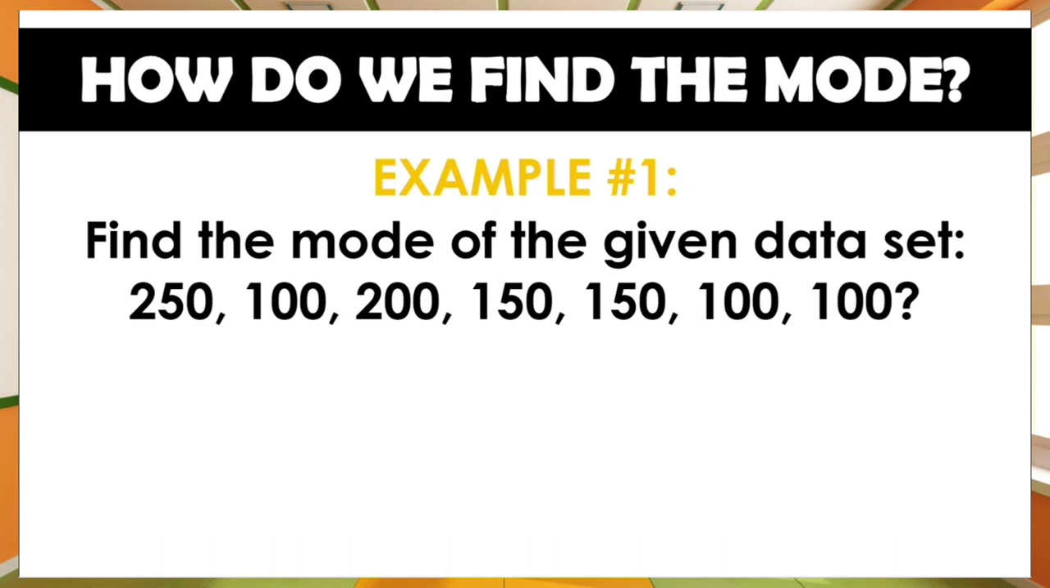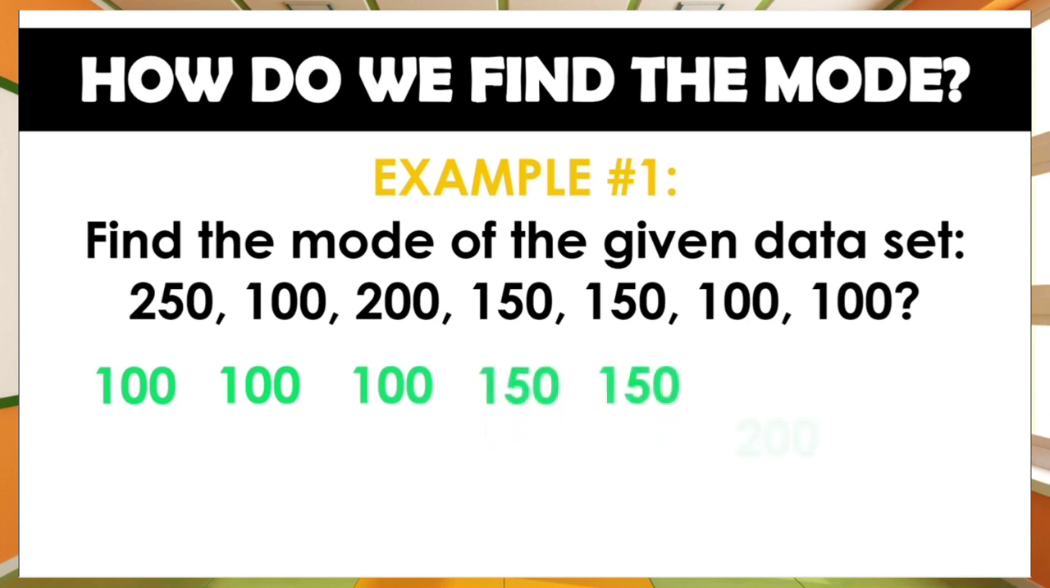Find the mode of the given dataset: 250, 100, 200, 150, 150, 100, and 100. So first, arrange the data. We have 100, 100, 100, 150, 150, 200, and 250.